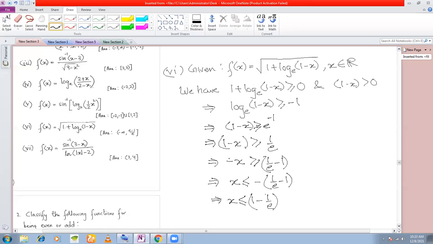Okay, this is one condition. And the next condition is 1 minus x greater than 0. So that means 1 must be greater than x. That means x must be less than 1.